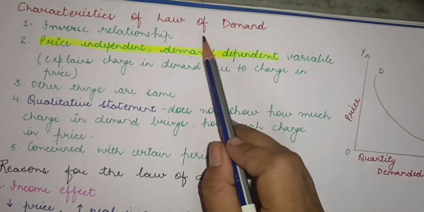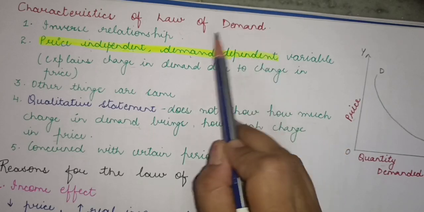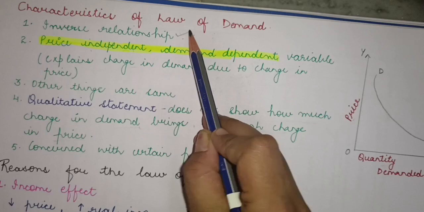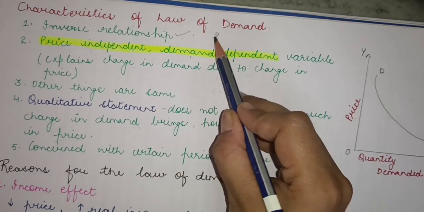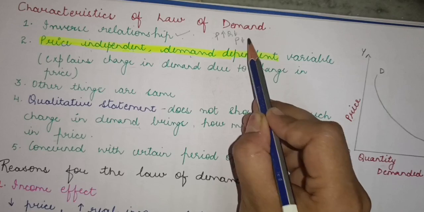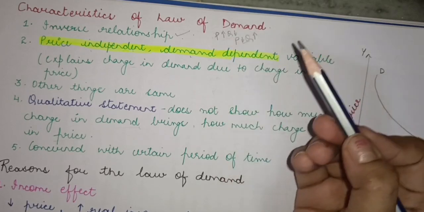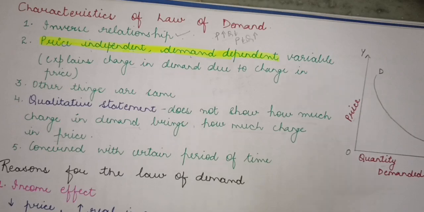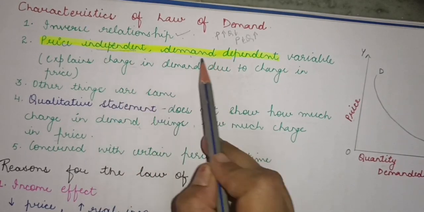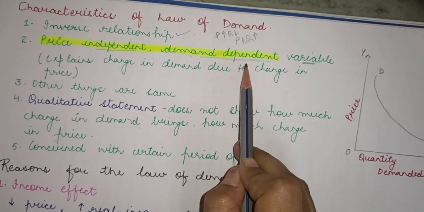The next concept we talk about is the characteristics of the law of demand. See, there are certain characteristics of this law. The first one is that there is an inverse relationship, something which I have already told you, that if price increases, the quantity demanded will reduce, and if price reduces, the quantity demanded will increase. So this is a kind of opposite or an inverse relationship. Next, price is considered to be the independent variable whereas demand is a dependent variable. Now this is a very important assumption.